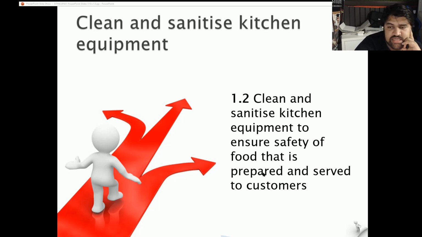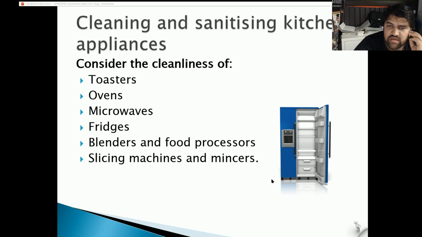1.2. Clean and sanitize kitchen equipment to ensure safety of food that is prepared and served to customers. Cleaning and sanitizing kitchen appliances. Consider the cleanliness of toasters, ovens, microwaves, fridges, blenders, and food processors, slicing machines, and mincers.